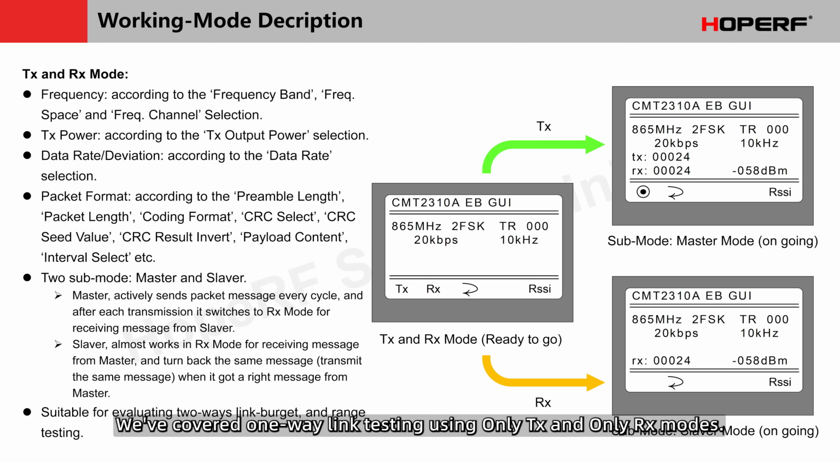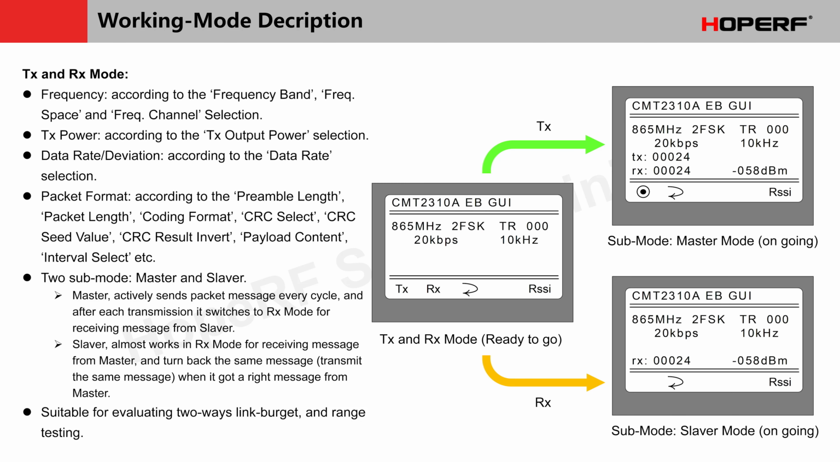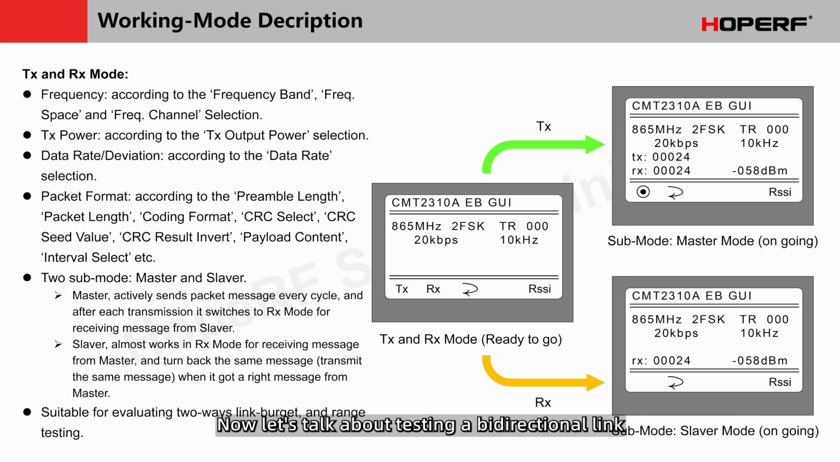We've covered one-way link testing using only TX and only RX modes. Now let's talk about testing a bidirectional link. For that, we use TX and RX mode. The configuration options are the same as for only TX and only RX modes, but the difference is the two sub-modes, master active and slave passive.